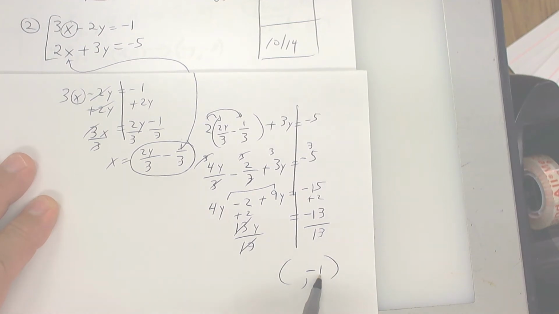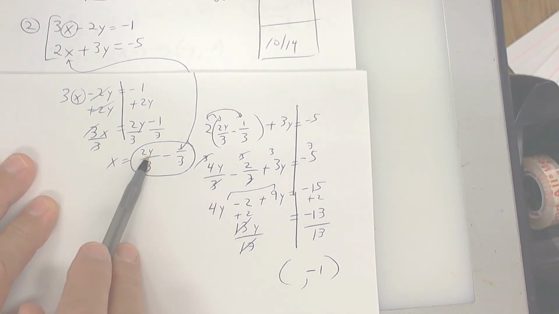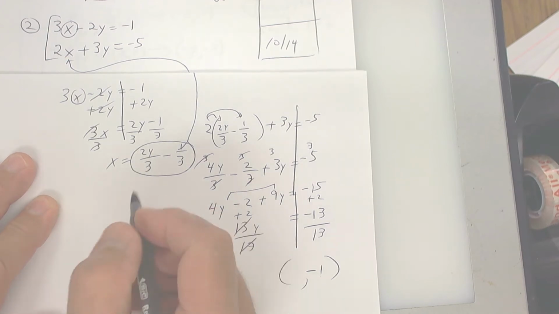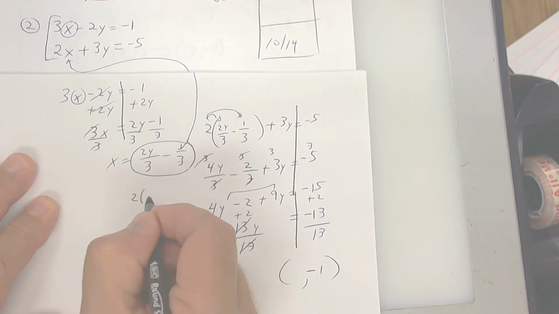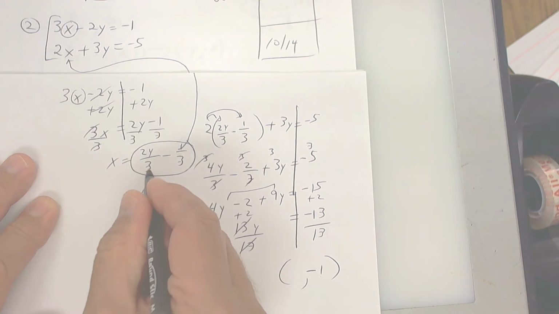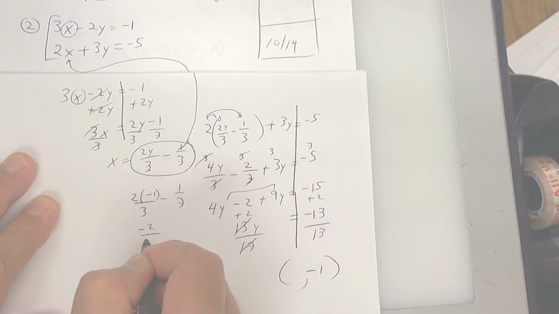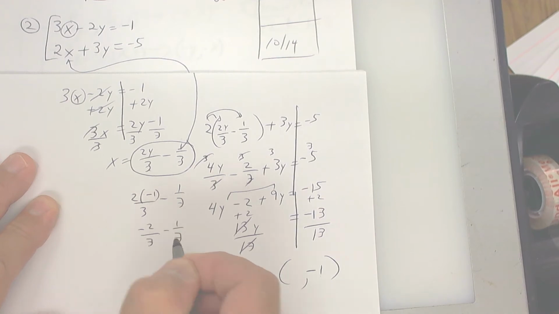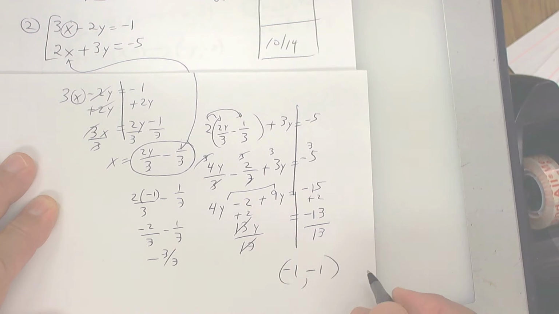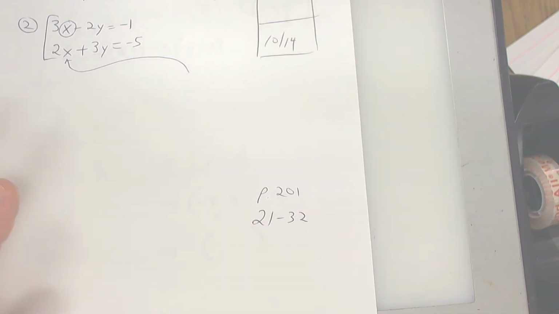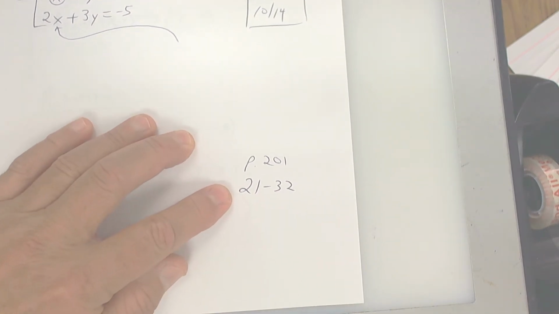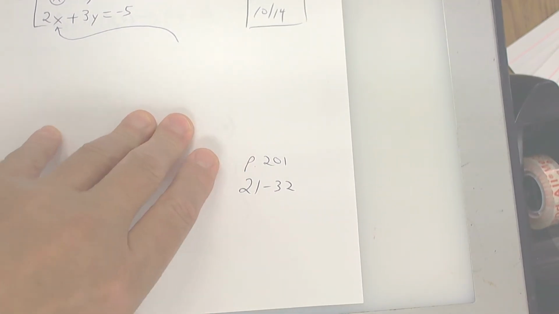Now take the negative 1 and put it up here for the y. So you're going to have 2 times negative 1 over 3 minus 1/3. So that's going to be a negative 2 over 3 minus 1 over 3, which gives you a negative 3 over 3, which equals a negative 1. Okay, that one's kind of sloppy, but unfortunately you're going to have some of these today. All right, so hang with it. I want you to do 21 through 32, page 201.